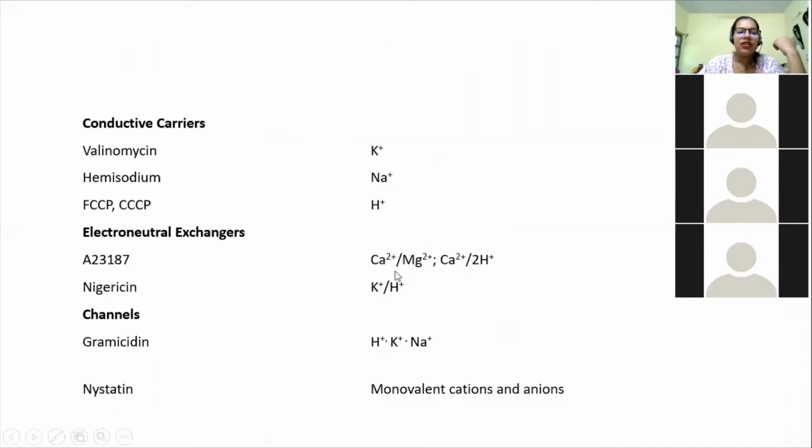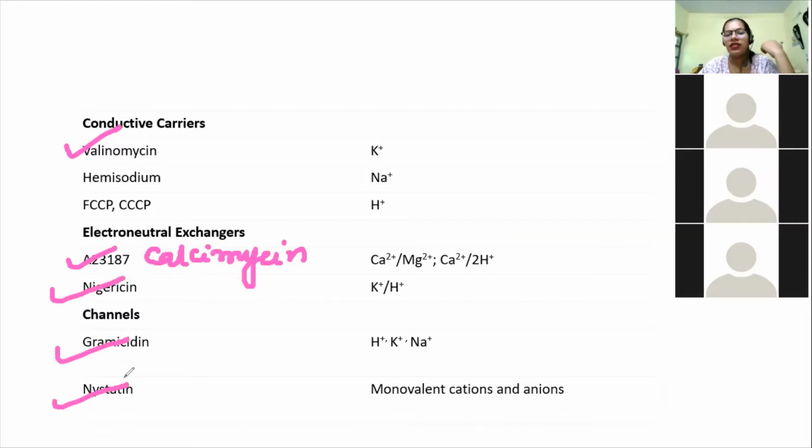So this is the table, and here I'm going to let you know which are the important ones you have to study: valinomycin, A23187, which is also called calcimycin, nigericin, gramicidin, and nystatin. So these you have to remember. When I say study, it means you have to remember which ions they are responsible for transporting. Valinomycin is for K+.